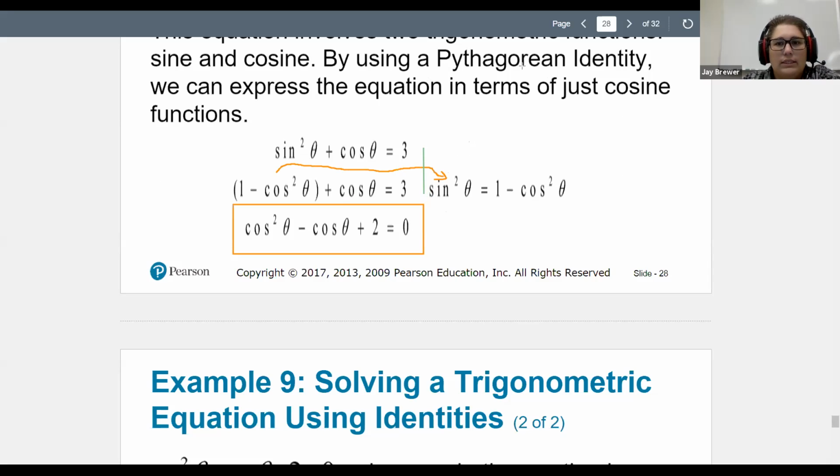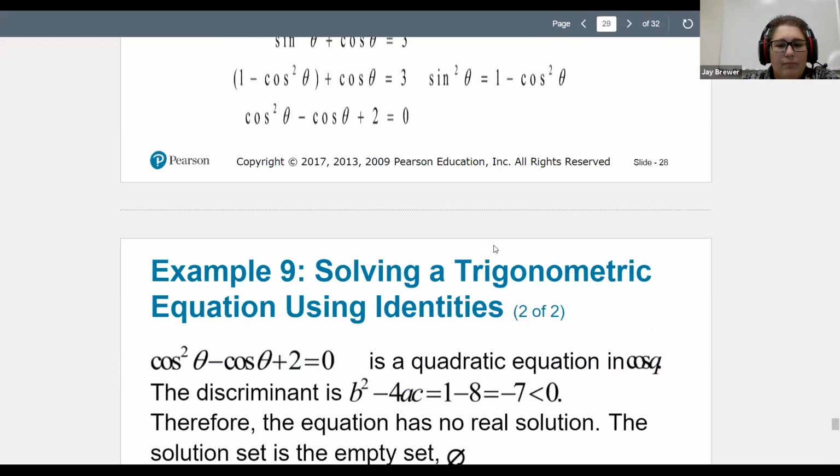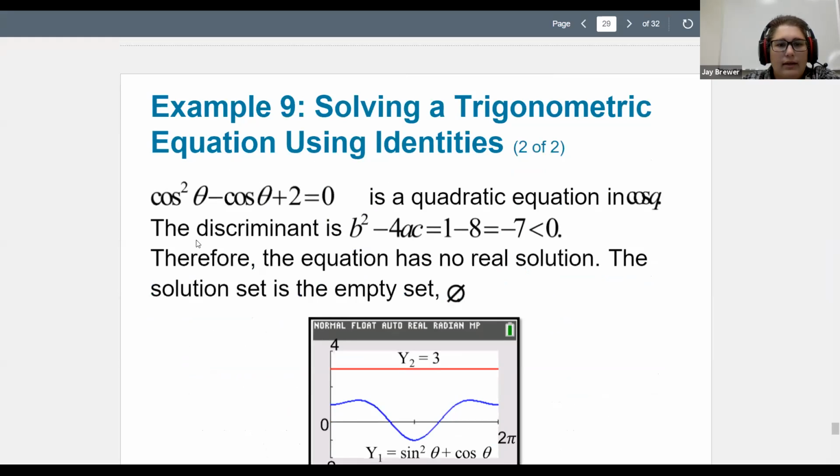Okay, so once they did that, they then rearranged their equation. And what does that remind you of right now? Cosine squared theta minus cosine theta plus 2 equals 0. What should that be reminding you of? Quadratics. So we're going to treat it the same way.